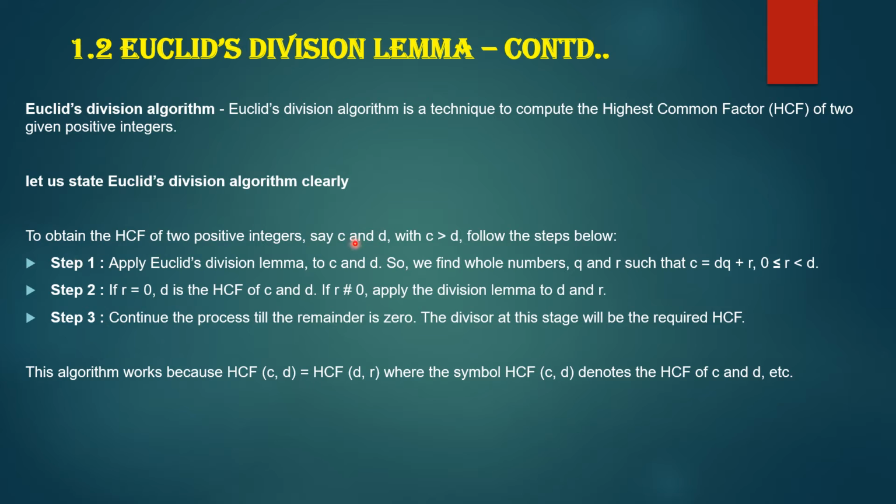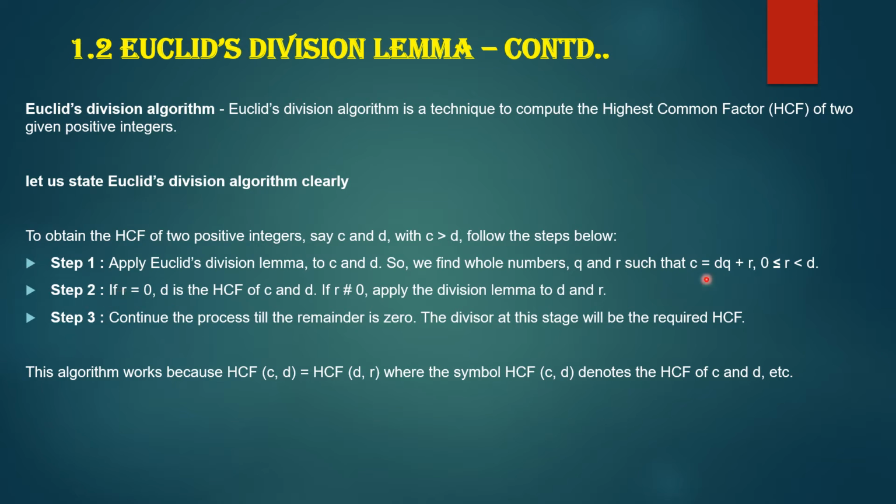In the previous slide we took A and B, but in this slide let's say C and D, and let's say that C is greater than D. Step 1: we apply Euclid's division lemma to C and D. Do you remember, students, in the last slide we learned A equals BQ plus R. It's just the same, with A and B now replaced with C and D. So you can write C equals DQ plus R, where R is greater than or equal to 0 and less than D.